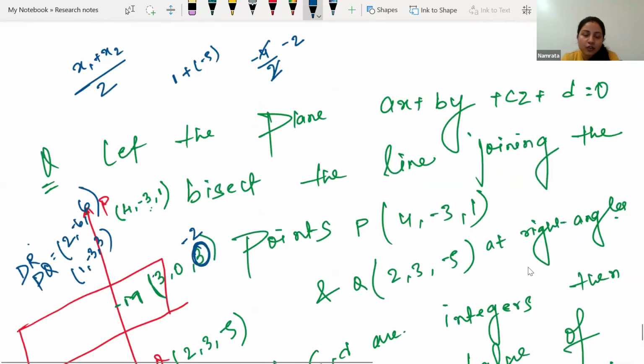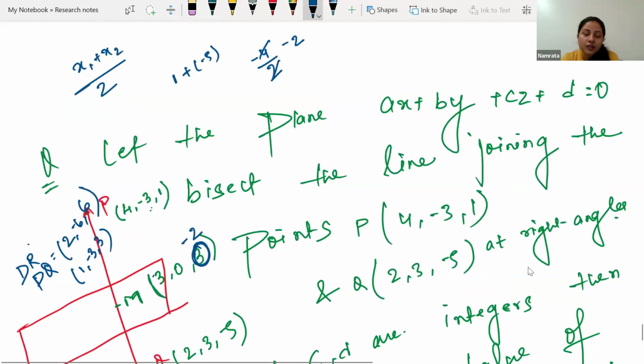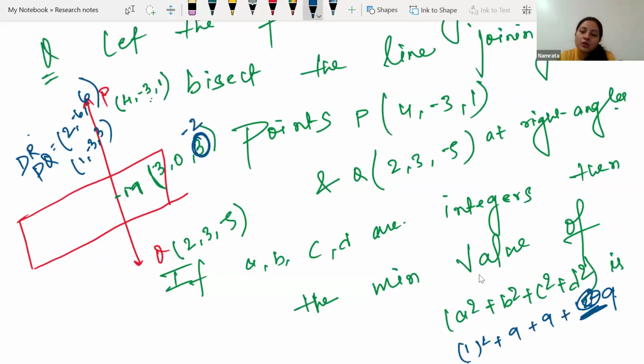Are you getting what we did? We are saying since the plane is bisecting the line, let's take the midpoint and find the equation of the plane. Once we get the equation of the plane by using the direction ratio of the line, which is at right angle, the direction ratio of the line we use to create the equation of the plane, and this point we use to create the equation of the plane. Once we have the equation of the plane, ABCD, we just have to find A square, B square, C square, D square, and that value only will be the answer. Is it clear?